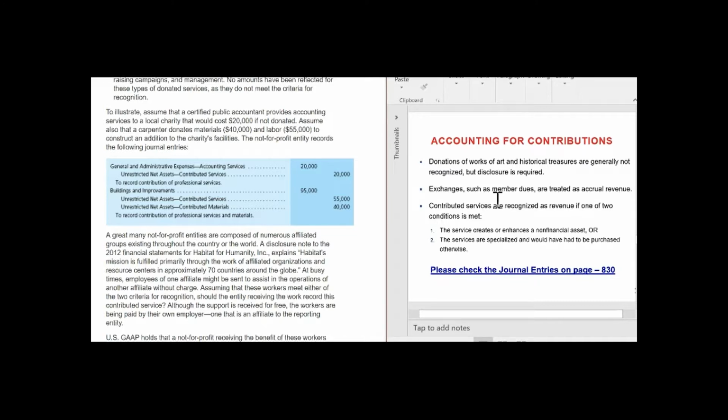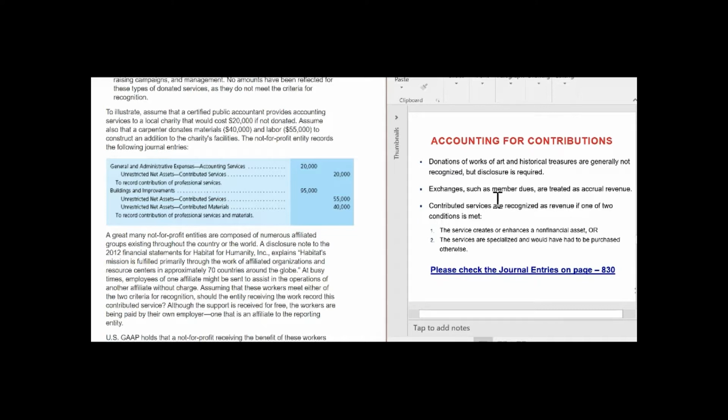FASB receives thousands of letters from different not-for-profit entities, and they all were opposing that exposure draft because they say that those types of art or museum pieces do not directly increase their cash flow; rather, they pay a lot for maintenance or for security purposes, so they argue that those should not be recognized as assets. Later, FASB issued another note in 1993 saying that they don't need any formal recognition, but they must disclose these types of receipts.